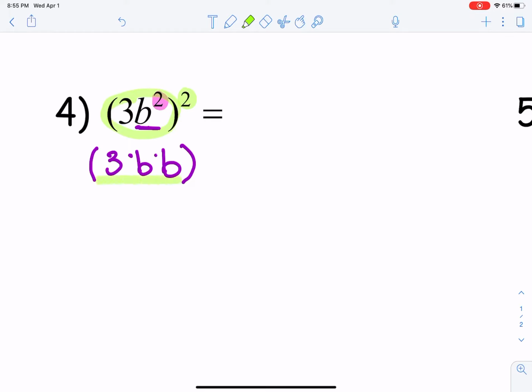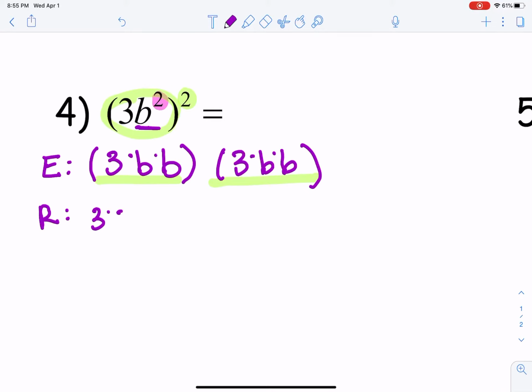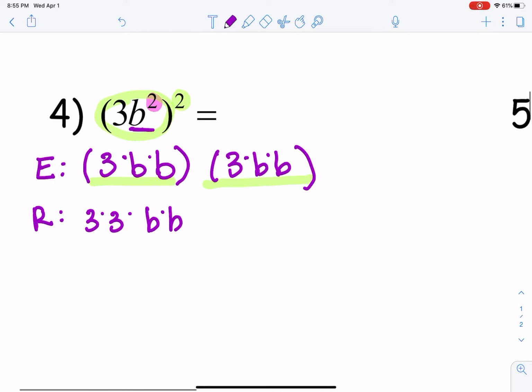So I need 1 and 2. So I'm going to go ahead and repeat what I had inside. And now I'm going to rearrange. So 3 times 3 times b times b times b times b. My last step is to multiply. So 3 times 3 is 9, and I have 4 b's, so b to the power of 4. Okay, let's go ahead and move on to the next one.